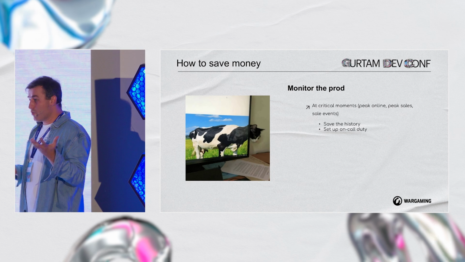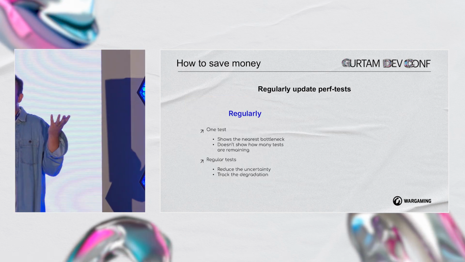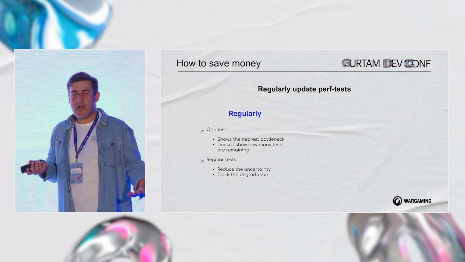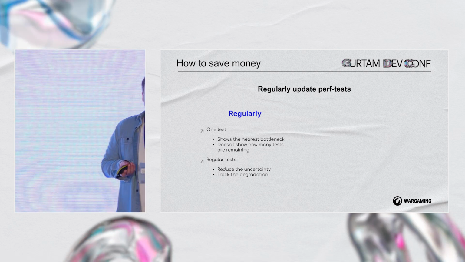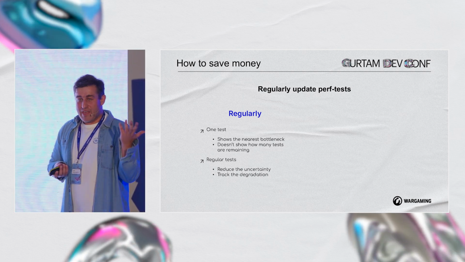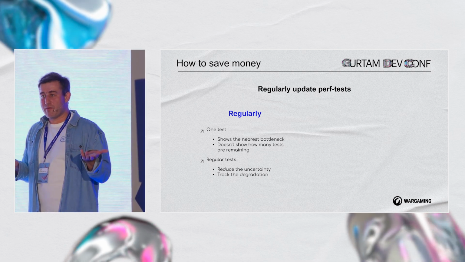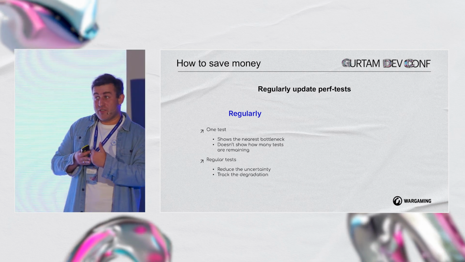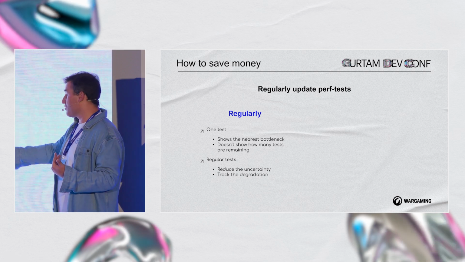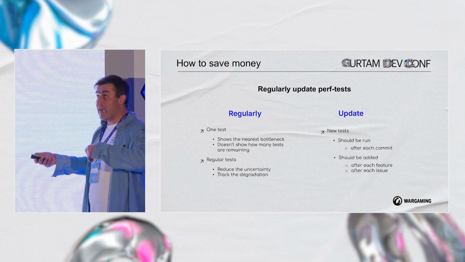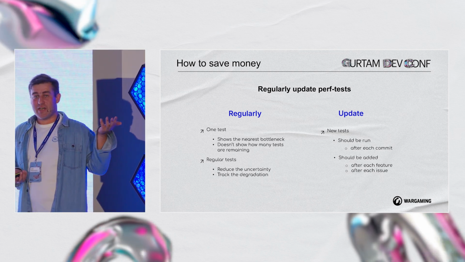Regularly update tests. What does one performance test in production give you? Just the closest bottleneck, and that's it. But how many other bottlenecks will you have? No idea. Only if you do that regularly may you overcome some uncertainty. And if you do it regularly, you may even track degradation after features. So update the tests. In an ideal world, you may run tests after each commit.